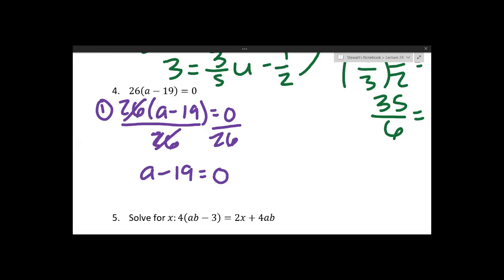So then, to solve for a, all we have to do is add 19. So we're left with a is equal to 19.